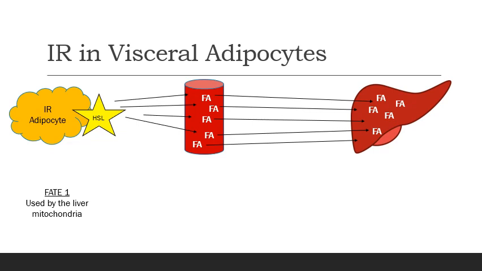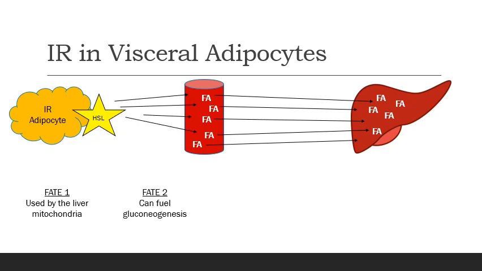First, the fatty acids can be used by the mitochondria in the liver to produce ATP. This is a very good use of them. However, this process is actually really efficient, which means that very little is actually going to be needed for this process. This does not put a huge dent in that surplus of fatty acid.